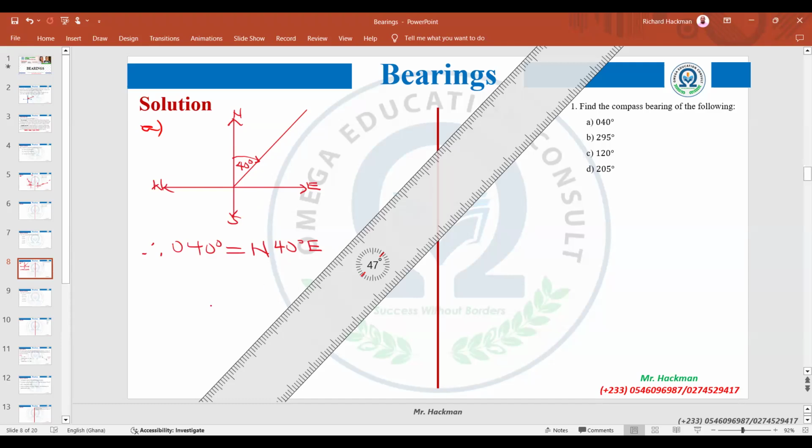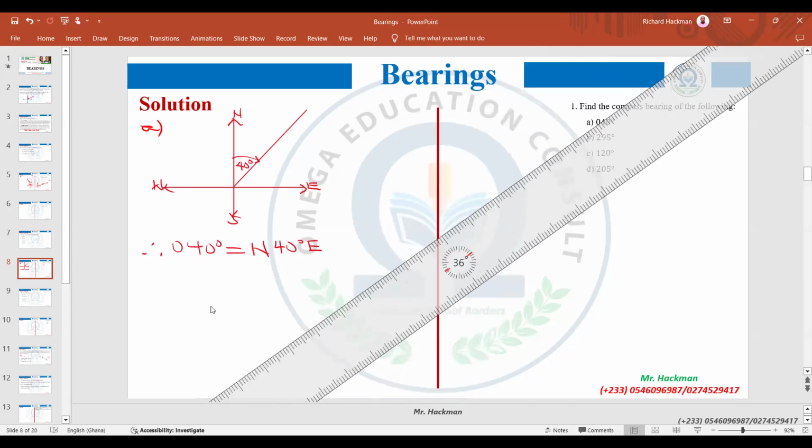Now let's look at that of the B. Then maybe the rest you can deal with later. So B is going to be in this quadrant. That's 295, so that will be in this quadrant. It doesn't really matter, I will still make my point.